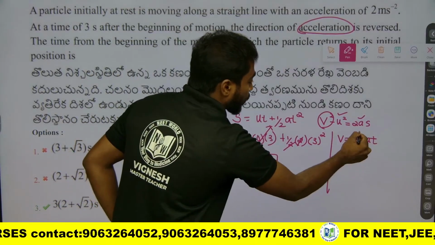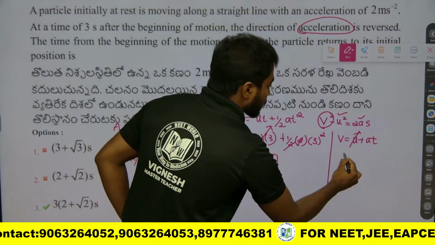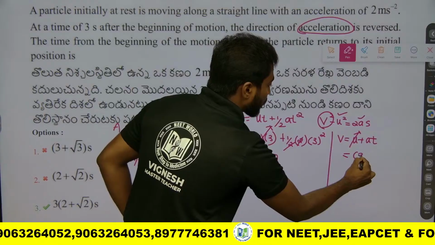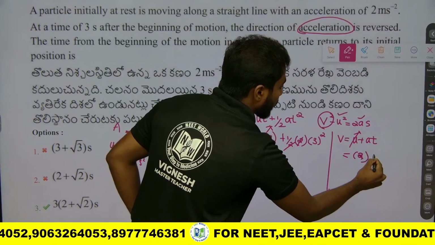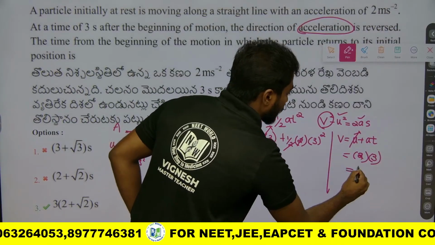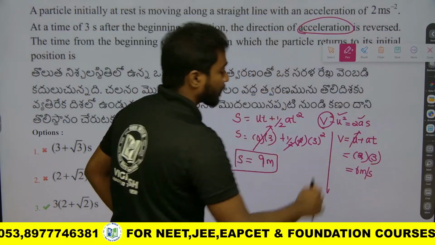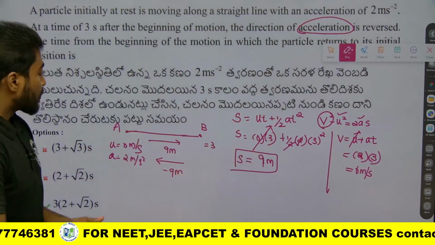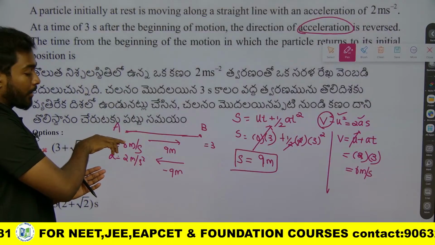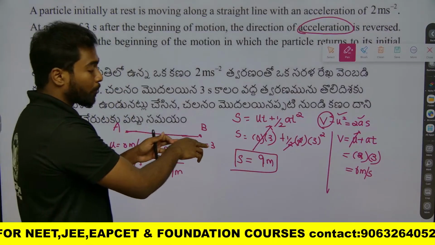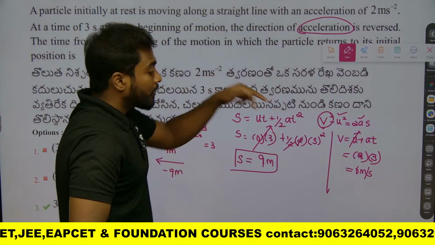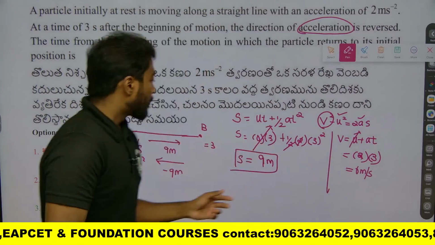I know V, so I know U, that is 0. So V is equal to, A is 2 and T is 3, so it is 6 meter per second. This is about the velocity. When I start from point A, initially it is at rest. When I go to B and then return back, the initial velocity will be 6.